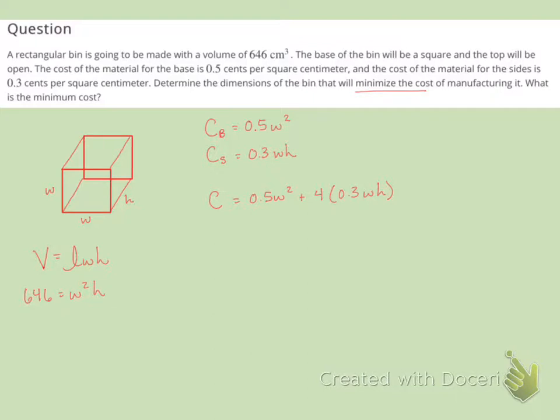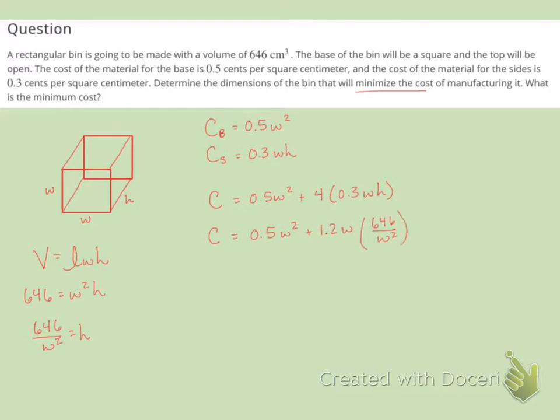So what we want to do is express this cost in terms of just one variable. So I'm going to go back over here to my volume formula, and if I divide both sides by W squared, I'll have 646 over W squared equal to H. So I'm going to use that in my cost formula. Also notice that 4 times 0.3 is 1.2. So I have the cost of 0.5 W squared plus 1.2 W times H. And now I'm going to use that H that I found over here.